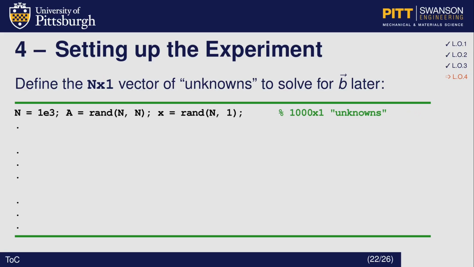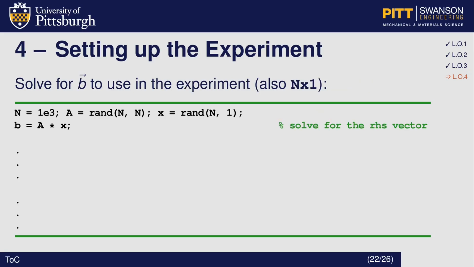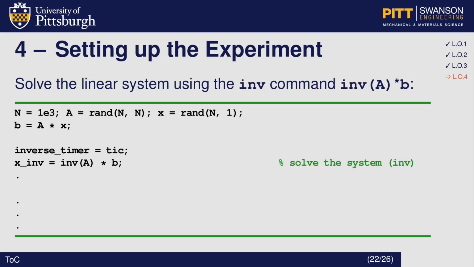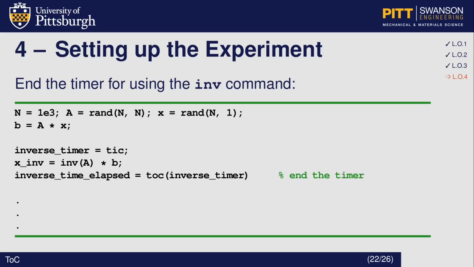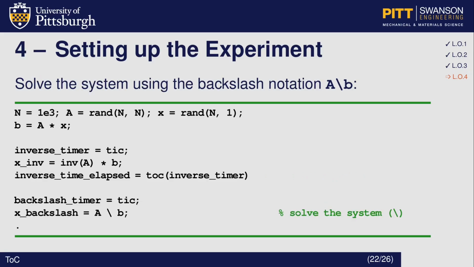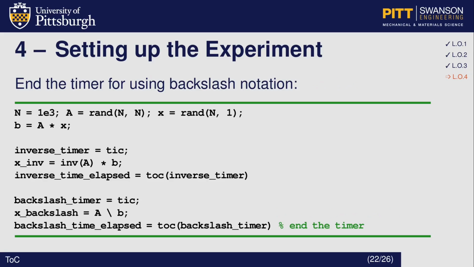This is necessary to solve for b in the next step, which we'll use to backsolve. Then we solve for b by multiplying A times x. This will again be used to backsolve for x for the actual test. Next, we start a timer to evaluate how long the system solution takes using the explicit inv command. Then we solve the system using that command just like we did before, and then we close the timer using the toc command. Then we can start a timer using the backslash notation, and then use backslash notation to solve the system, and then we close the timer again using the toc command.